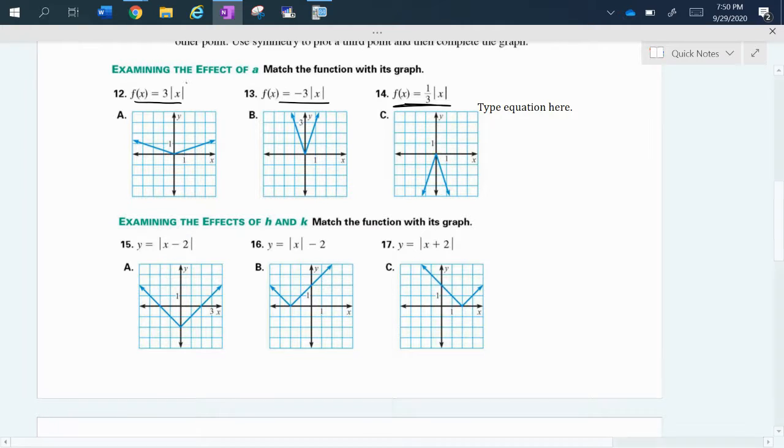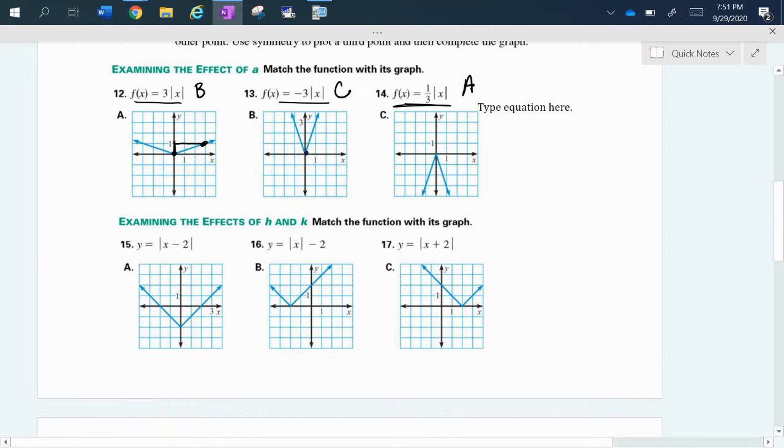So I think that the one that opens up is going to be b. So 12 is b. And the one that opens down is going to be c. So 13 is c. And the one that's compressed or really wide is a. And also notice that for a, the vertex is at the origin. And if we go up 1 and over 3, we get to a point on the graph.